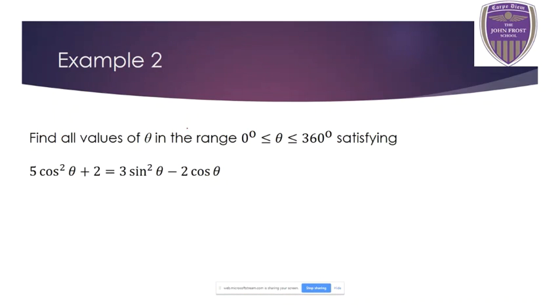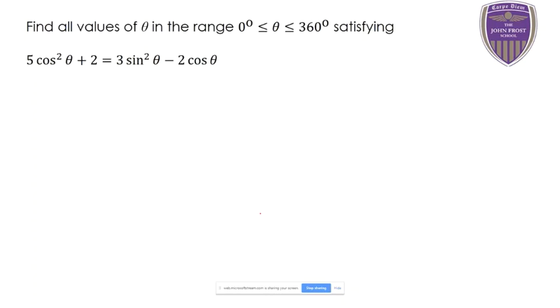Okay, welcome back. So for example 2 now, we're going to do this one. Again, I put it on the next slide by itself. So again, simple range. I've got a mixture of cos squared and sine squared and cos. So I'm going to have to use my fundamental identity, so always write it down. Sine squared theta plus cos squared theta equals 1.